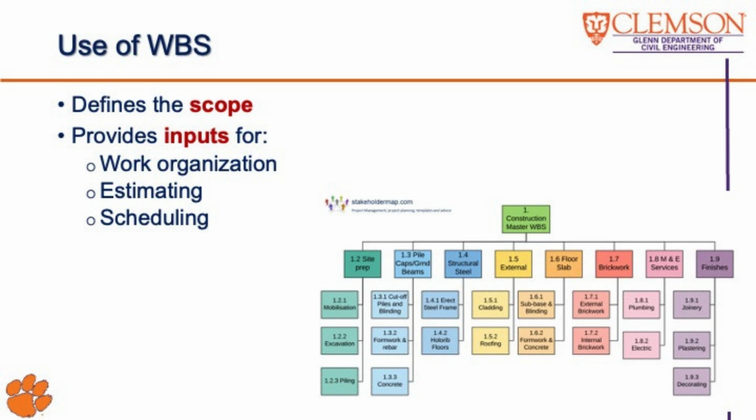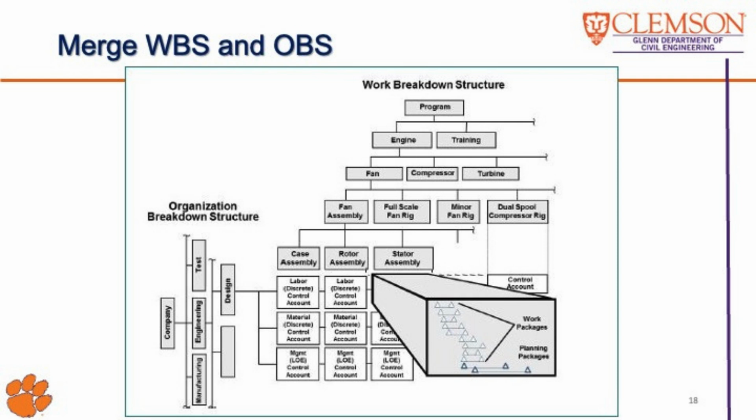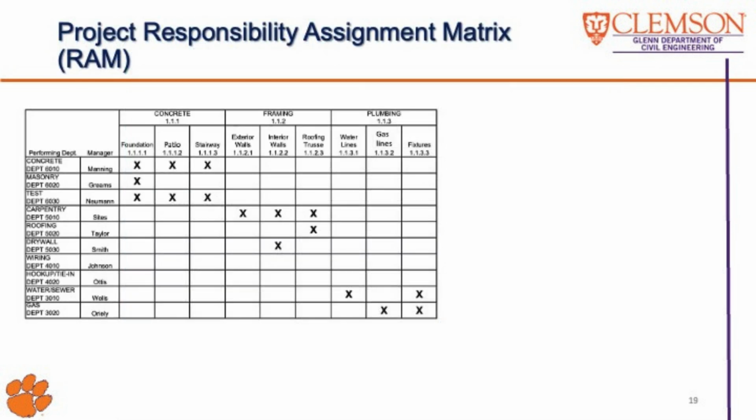By breaking the project down into smaller tasks, it becomes easier to estimate durations, sequence activities, and identify dependencies. When using a WBS to manage work, we often merge it with an organizational breakdown structure, OBS. Combining the WBS and OBS provides a comprehensive view of the project, clarifying how work packages align with organizational roles and responsibilities. This integration helps ensure that everyone understands their tasks and how they contribute to the project's objectives. When you merge the WBS with the OBS, you create a table called the Project Responsibility Assignment Matrix, or RAM.